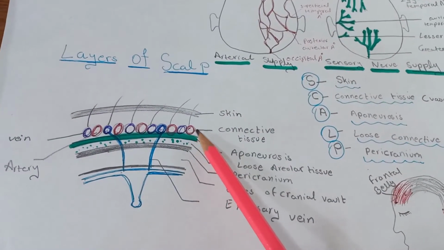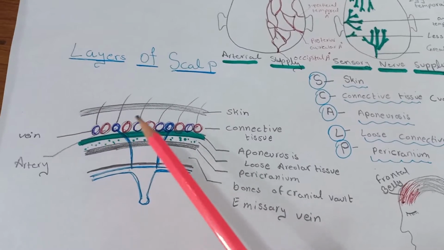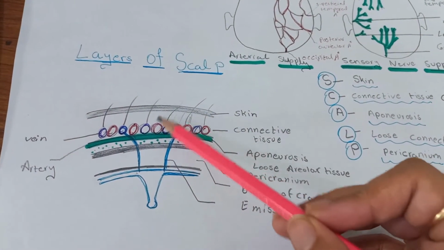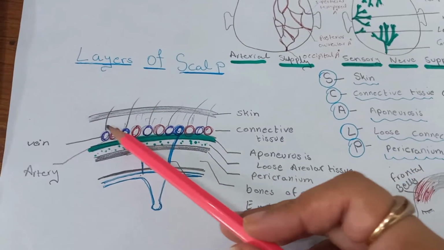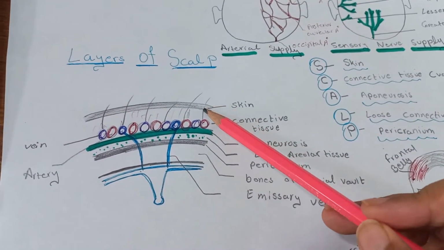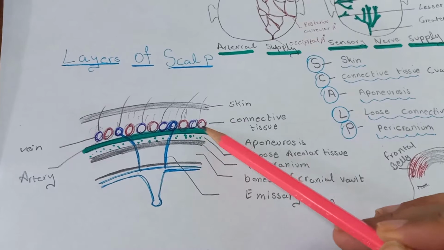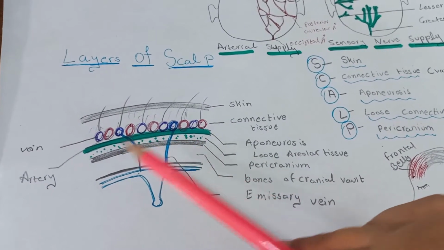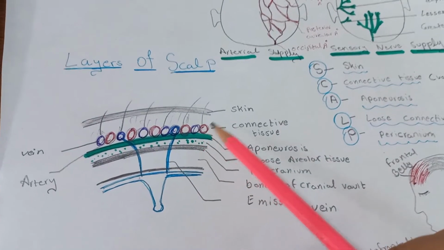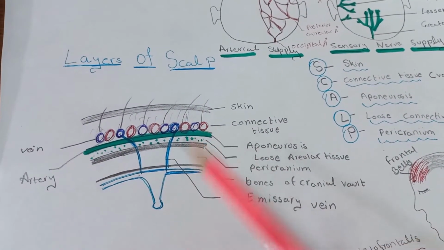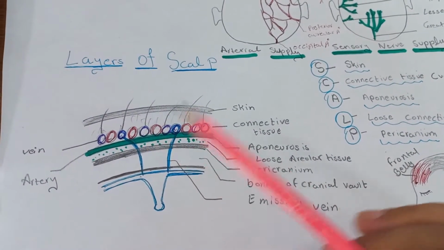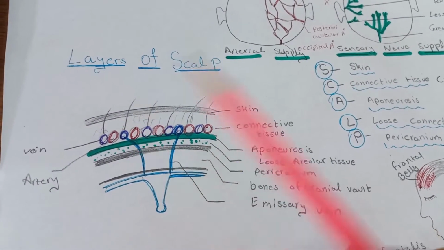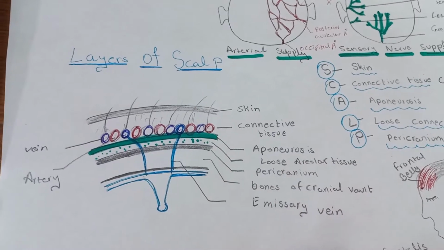Second layer is of connective tissue. As you can see in this diagram, it has fibrous septa. Fibrous septa are present in this layer that unite the skin to the underlying aponeurosis. This is the aponeurosis of the frontooccipitalis muscle. So the connective tissue layer also contains numerous vessels like veins and arteries. Arteries are the branches of external and internal carotid artery.